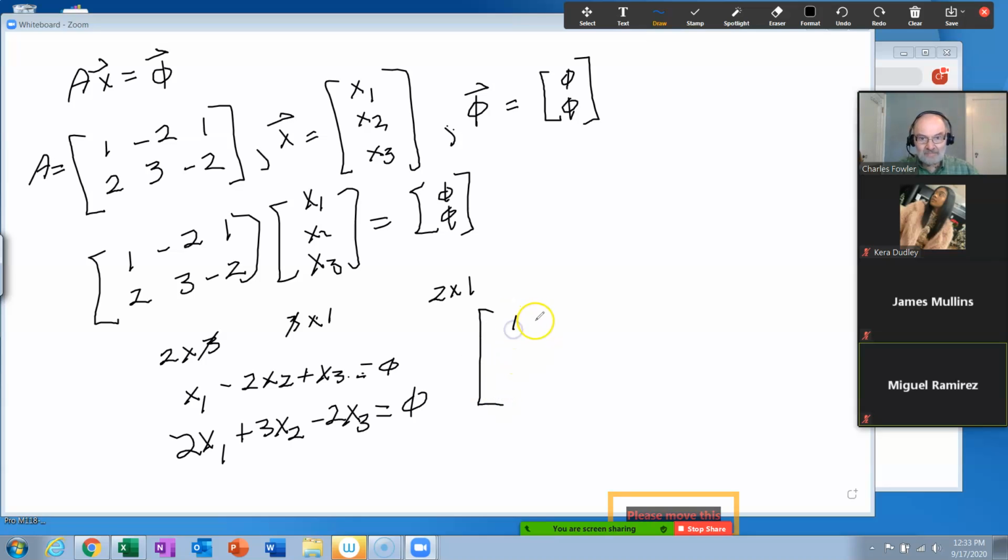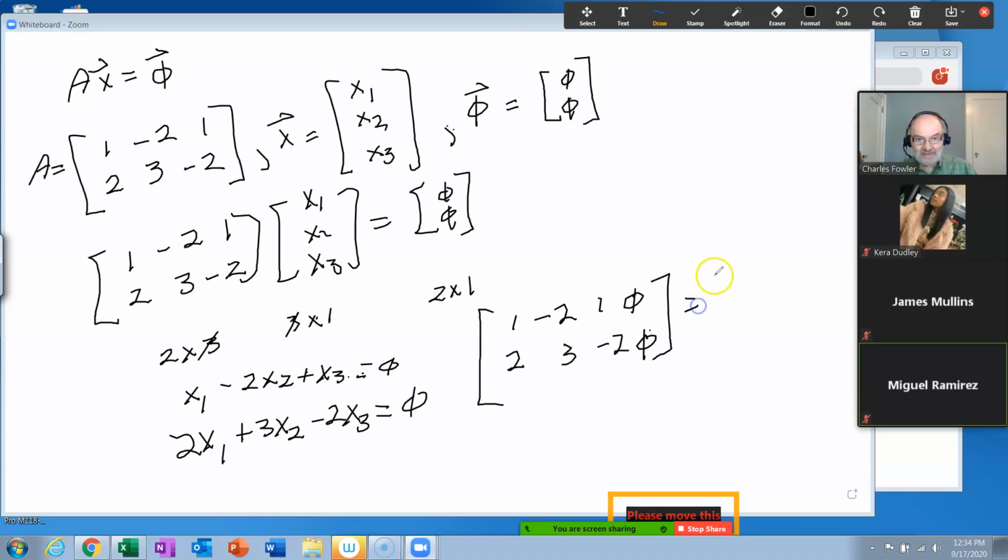That will be a 1, minus 2, 1, 0, 2, 3, negative 2, 0. It makes you wonder why we didn't just put this to that and we'd have it. Okay. Now, row reduce it. We want a 1 here. We got it. We want to make this become a 0.